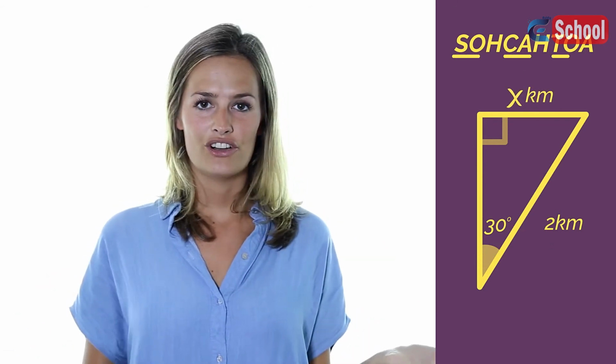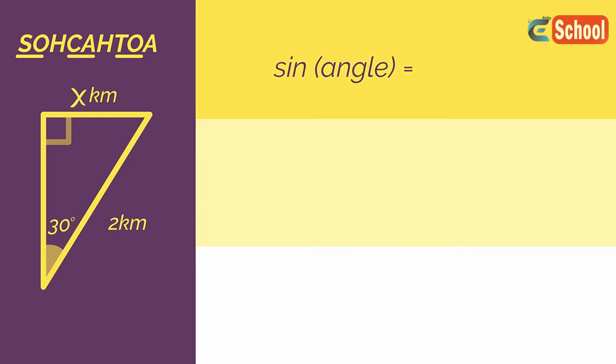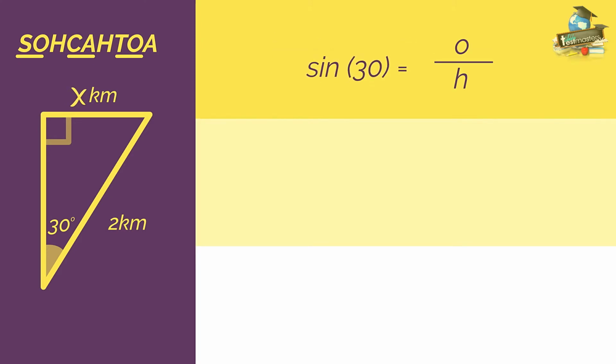With O and H, should we use sine, cos or tan? Hopefully you all thought sine. We know that sine of the angle is the opposite divided by the hypotenuse. So just substitute in the numbers and we get sine 30 equals x divided by 2.